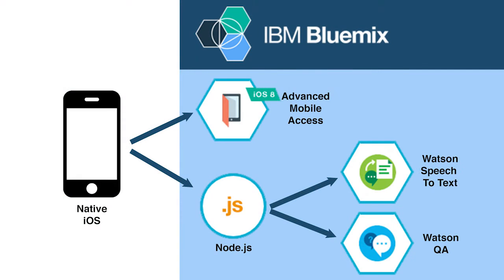Today I'd like to show you a new native iOS app that I've been working on, which leverages the IBM Watson speech-to-text service for converting spoken language into text, the IBM Watson QA service for natural language processing, so searching based on that text, and also the advanced mobile access service, which gives us operational analytics and remote logging inside of a native mobile app, which essentially recreates a Siri-like experience on the iPhone.